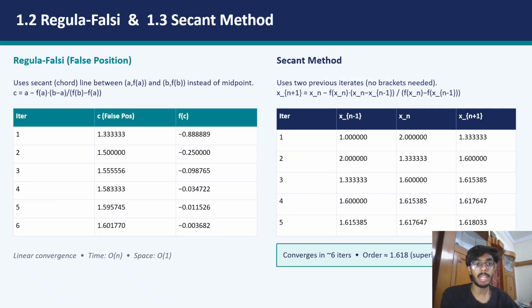The second and third methods are regula falsi and secant. They are both alike, but regula falsi guarantees convergence, whereas secant does not provide guaranteed convergence. They are different in some points. We use a secant chord line between a, f of a and b, f of b instead of a midpoint. So we create a formula for the point c equals a minus f of a into (b minus a) divided by (f of b minus f of a). Using this formula, we calculate the iterations for the same question, and we end up getting the root in the first 6 iterations.